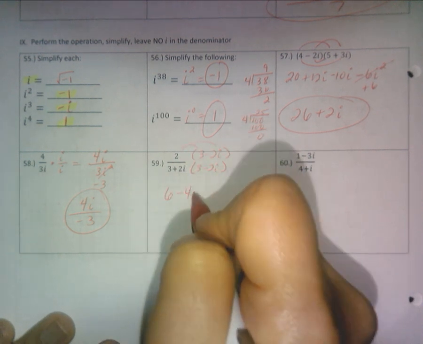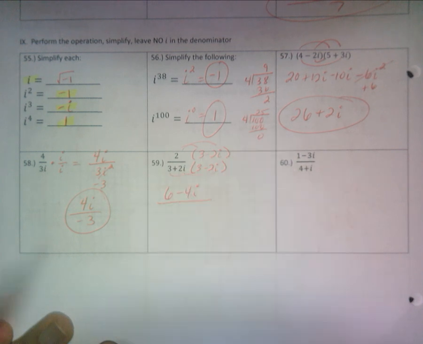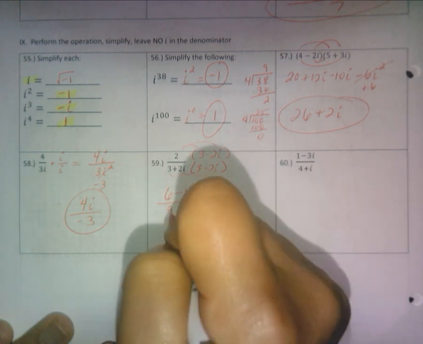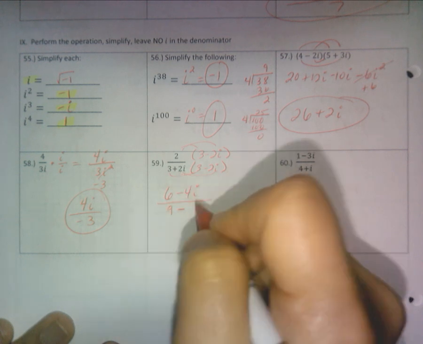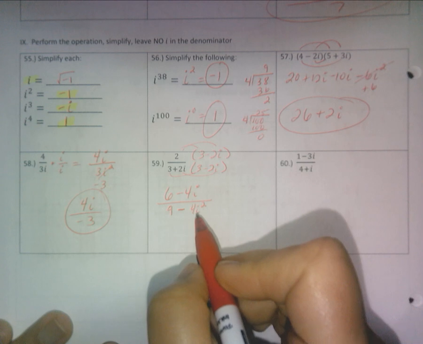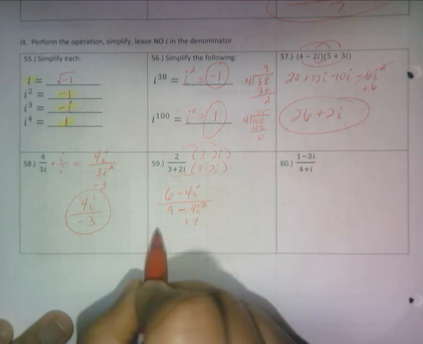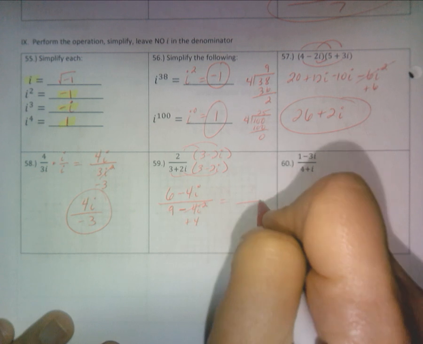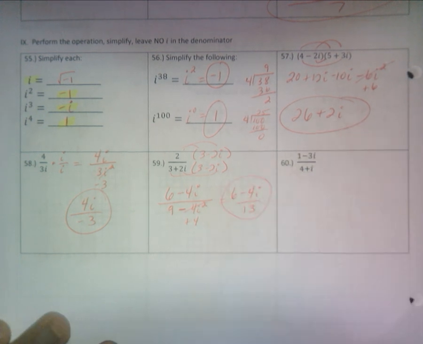So 6 minus 4i. The bottom, again, you just have to do first times first and last times last. So that would be 9 minus, there's always a minus, 2i times 2i is 4i squared but i squared is a negative, and a negative times a negative is positive. So this is really positive 4. So 9 plus 4 is 13 on the bottom, and 6 minus 4i on top.